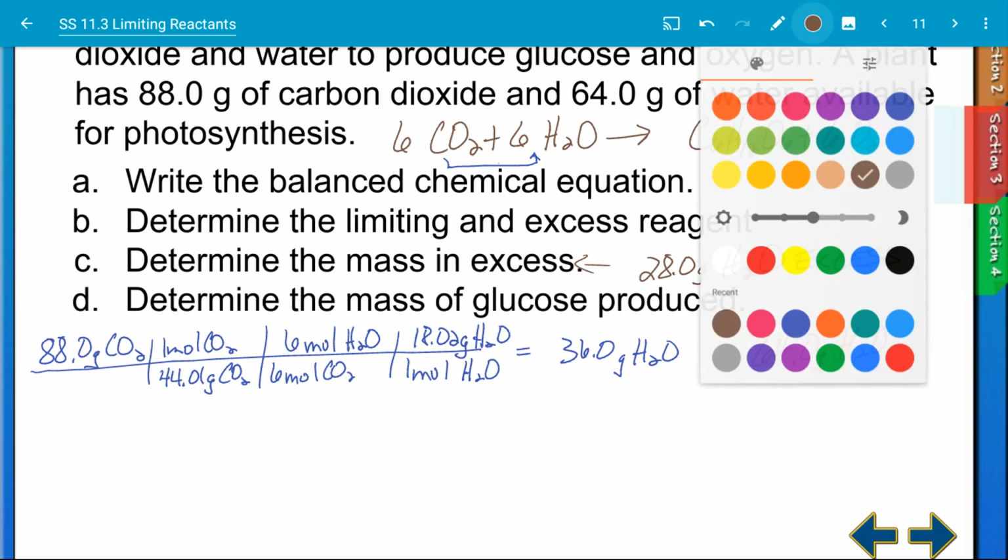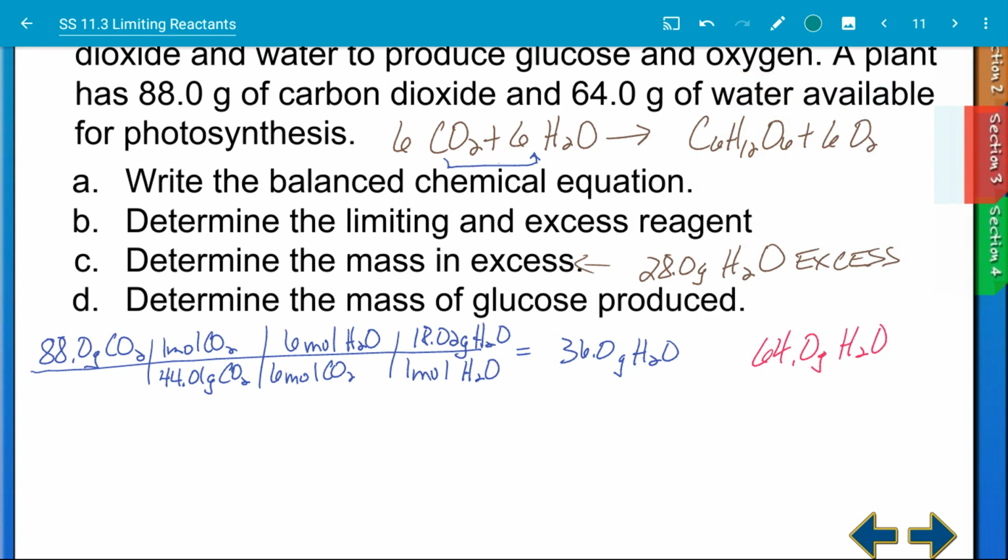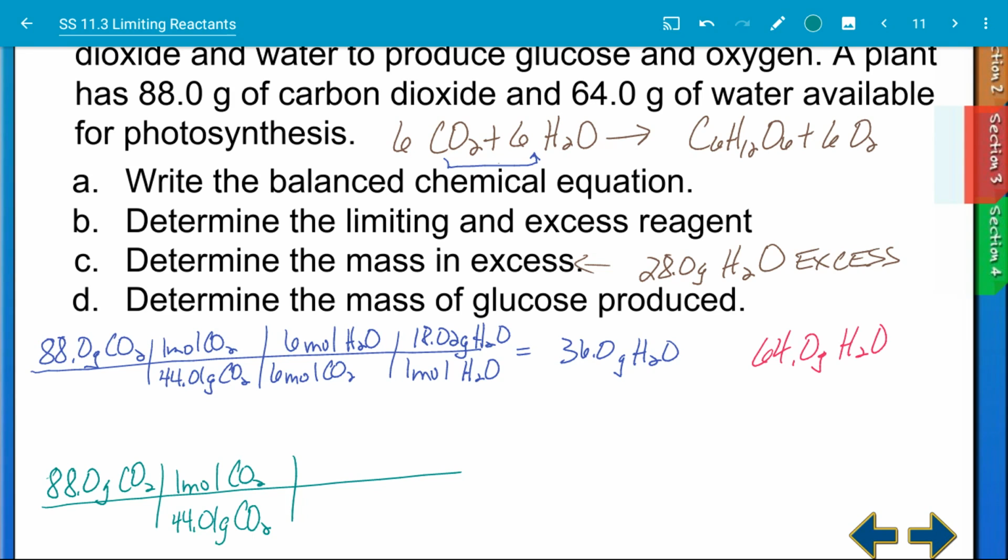So the mass of glucose produced in this one. My limiting reagent is my 88 grams of carbon dioxide. Now I need to go into moles of carbon dioxide. So 1 mole of carbon dioxide is 44.01 grams of carbon dioxide. And then I know for every 6 moles of carbon dioxide, I produce 1 mole of glucose, which is C6H12O6. And what's my molar mass of glucose?